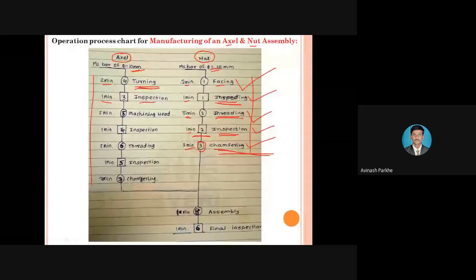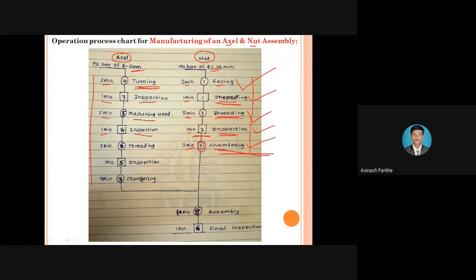Then after the inspection, machining of the head. Machining of the head means one operation we are doing, and that operation is represented by the fifth number at the center. At the left side, 5 minutes are required for machining the head. After machining, again we went for the inspection, so that inspection is represented by the fourth number. At the left side, 1 minute is required.